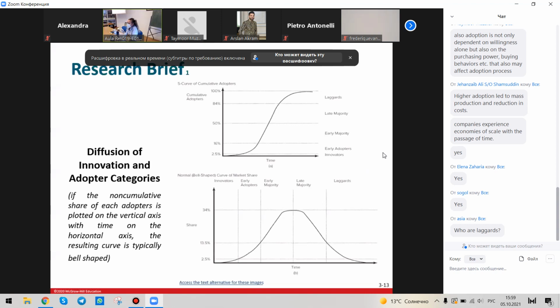Innovators are usually... we will start from the first. So we will start from innovators. They are the first kind of subjects that adopt innovation. They are usually described as curious, as risk-taking, and also as people who have the financial availability to sustain, at the beginning, of course, the higher costs of the introduction of an innovation.